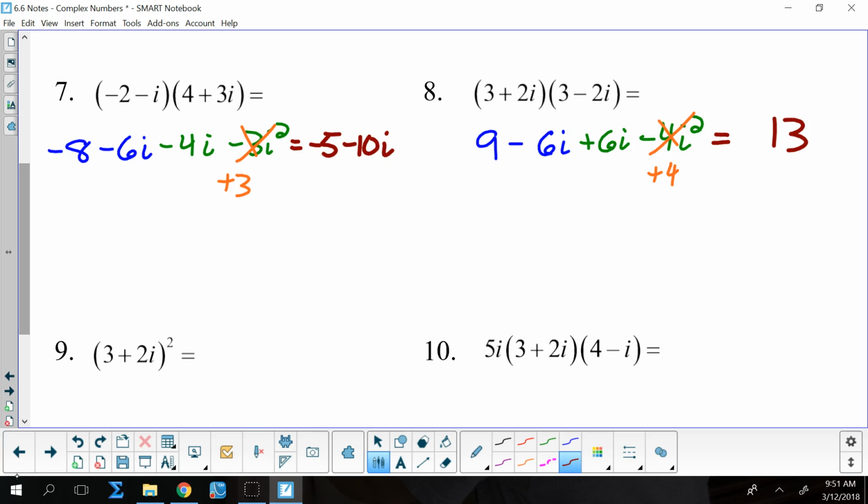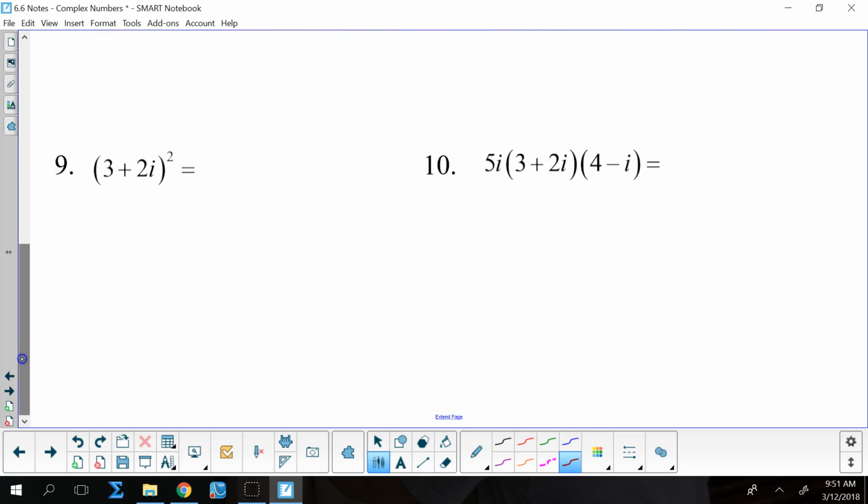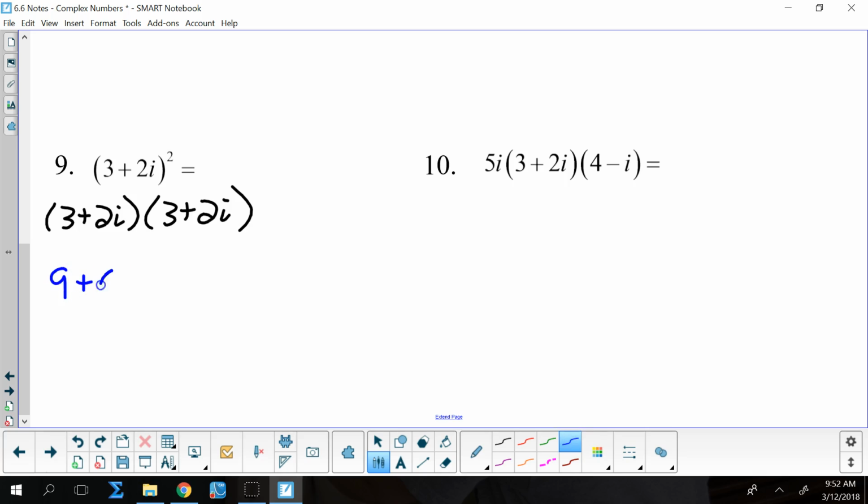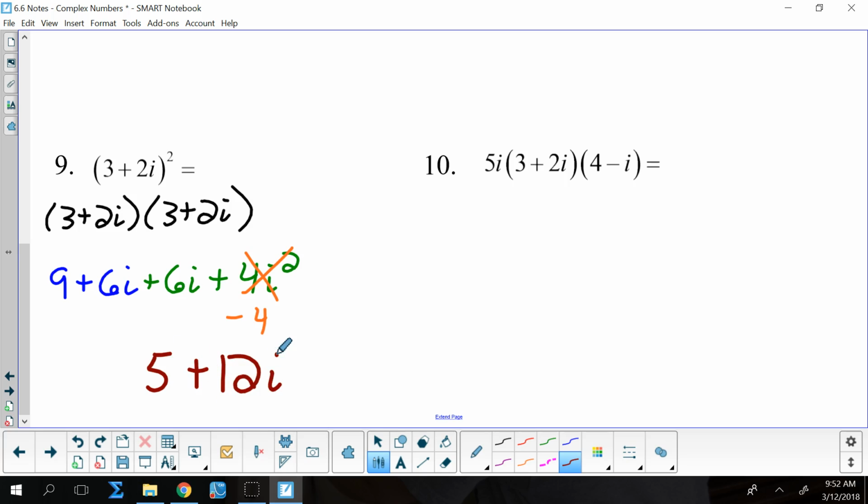For number 9, this is really 3 plus 2i times 3 plus 2i, which then becomes 9 plus 6i and plus 6i plus 4i squared. Positive 4i squared is really negative 4, so this becomes 5 plus 12i on that one.